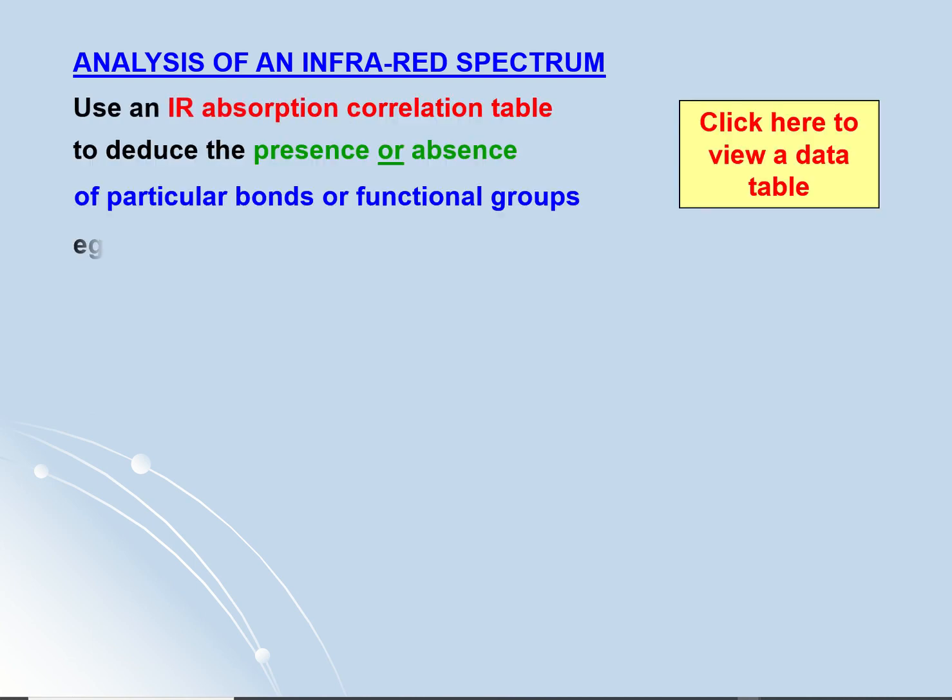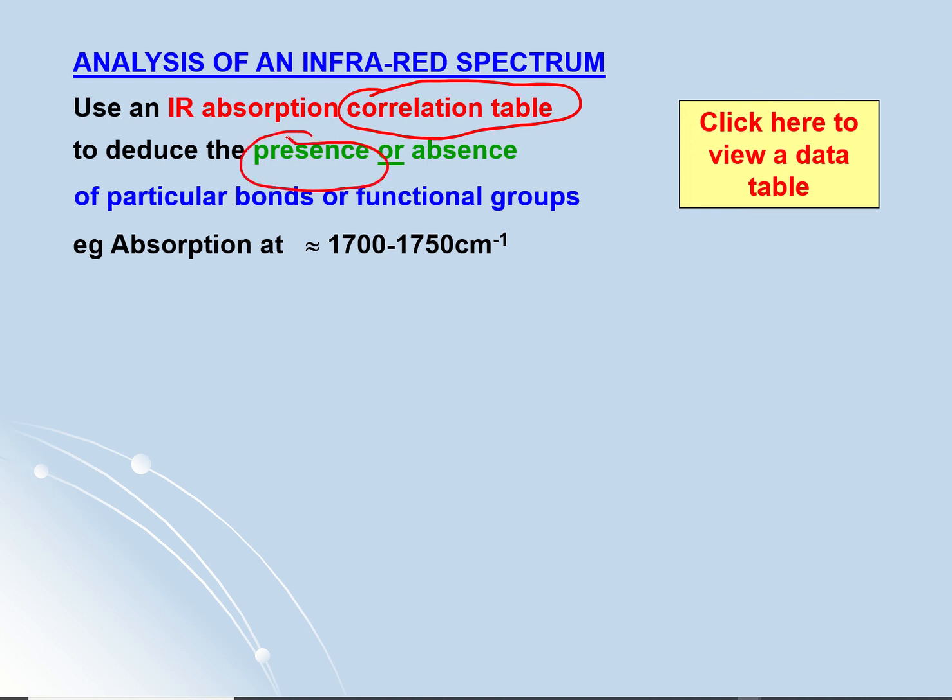Right, so let's look at analysing these infrared spectra. We use a table, and you'll see one come up here in a minute. You'll see it probably in the back of your periodic table at A level. You'll get an infrared correlation table, and you use it, with the numbers on it, to look for the presence of particular absorbances, but also the absence of particular absorbances.